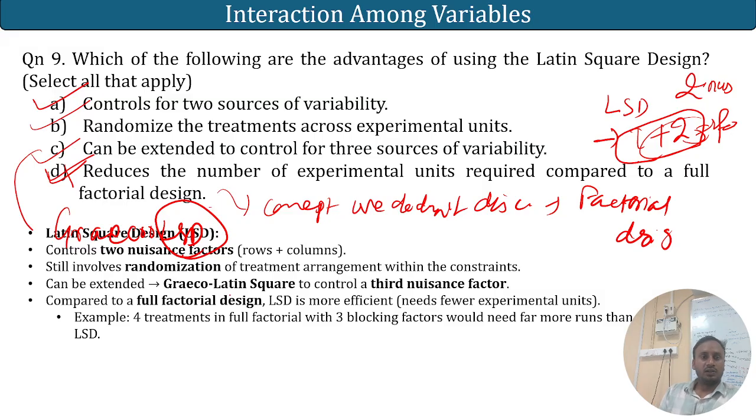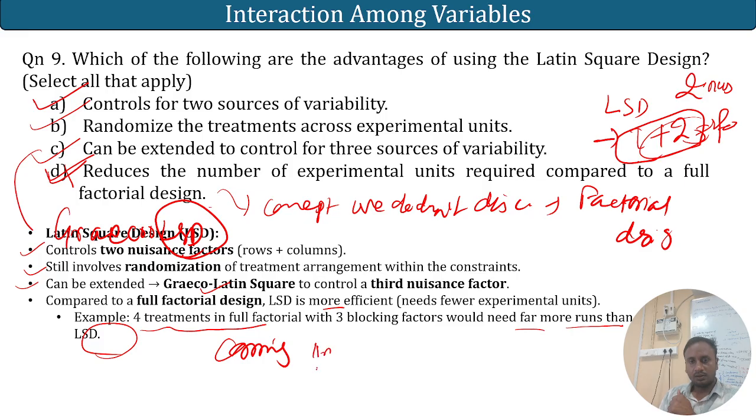Correct. Controlling two nuisance factors, that is the row and column, still involves randomization. Yes, it can be extended. Compared to the full design, LST is more efficient. It needs far fewer units, because a full factorial with three blocking factors would need far more than LST. That we'll see in the coming part. Next class we'll see. So I think this one is clear.